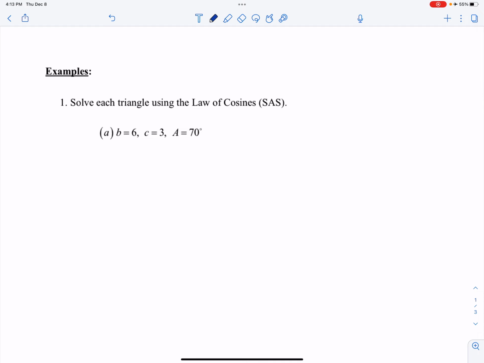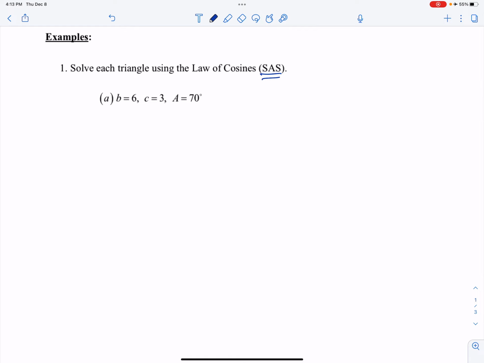So for our first example today, solve each triangle using the law of cosines, specifically side-angle-side. So we are given two sides and an angle. So what is the law of cosines for side-angle-side? Well, that's where we can say a squared equals b squared plus c squared minus 2bc cosine A. So let's fill in what we know.